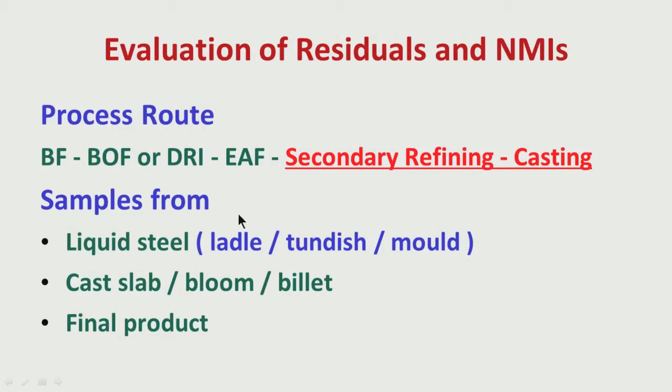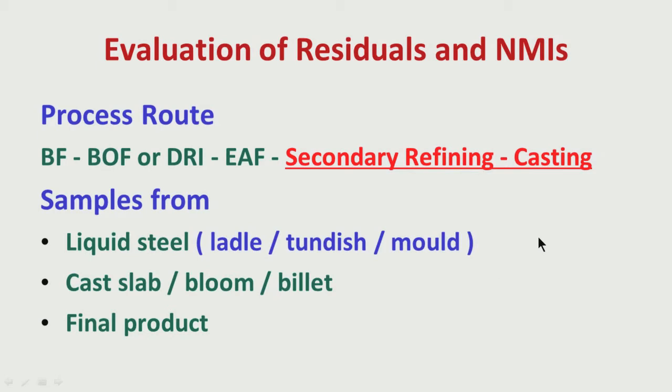Normally, samples for evaluation of quality are taken from liquid steel, that means liquid steel in the ladle. If it is done through continuous casting, it can be taken from the tundish, or in certain cases it can be taken from the mold also. If it is necessary to evaluate the quality level of liquid steel in the mold, it is possible. So, if you are interested in liquid steel evaluation, we can take samples either from the ladle, from the tundish, or from the mold. How is the liquid steel sample taken?